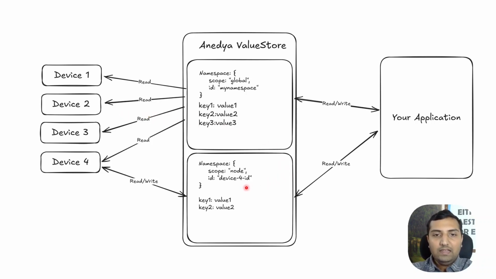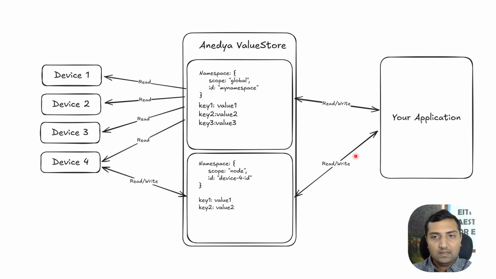To target a specific device, I am creating another namespace that is scoped to a particular node. In this namespace, whatever key value pair I put from the application will be accessible to that particular device only. If I create a namespace for device 4, then only device 4 will be able to access the key value pairs written inside that namespace. Also, device 4 will be able to modify those values as well, and your application has total control over the data, and it can read and write from any namespace and any key value pairs.